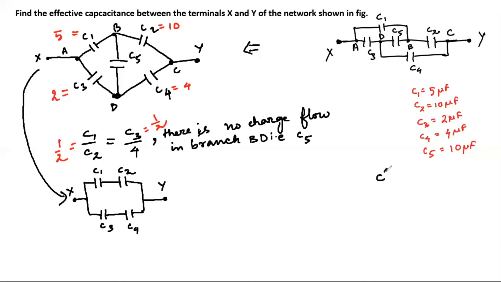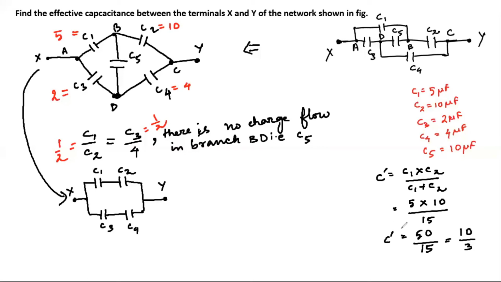Let's say that C dash is the equivalent capacitance of C1 and C2. Now, since they are in series, we are going to use the series formula. So it will be C1 into C2 divided by C1 plus C2. Now, C1 is 5 microfarad multiplied by 10 microfarad. Below you will have 15 microfarad. So it turns out to be 50 by 15. So we get 10 by 3. Right. So this is our equivalent capacitance, C dash.